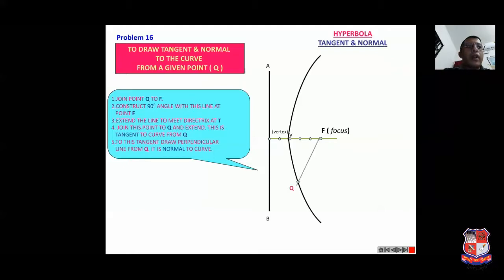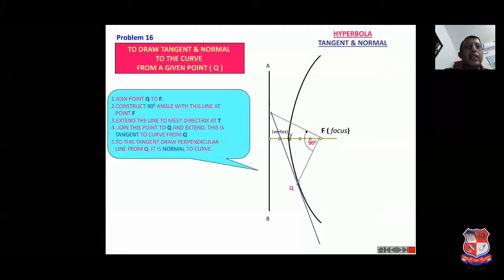Now join this point Q to F. Construct a 90-degree angle with this line at point F. Now extend the line to meet the directrix. It cuts the directrix at point T. Join this point T to Q and extend. So this is the tangent to the curve from Q.